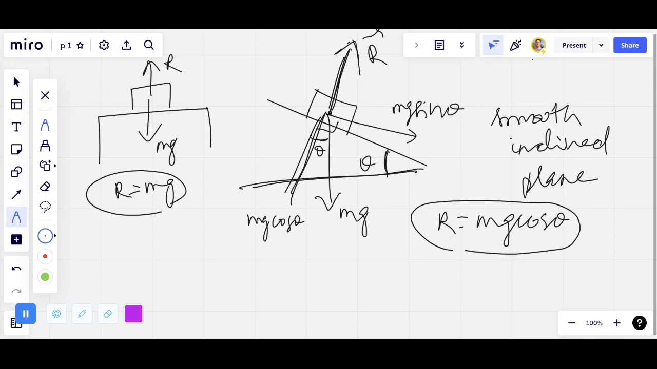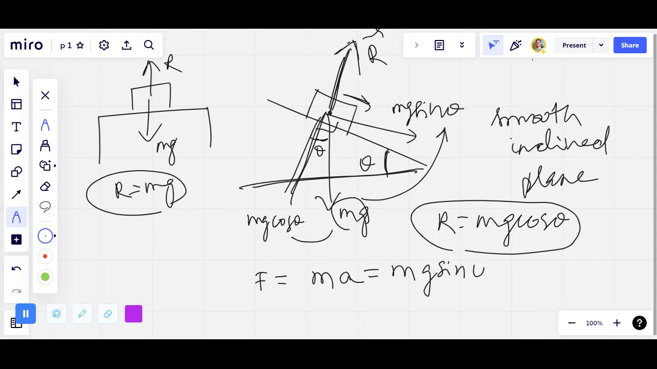And what are the other forces? Mg is already broken into two components, mg cos theta and mg sin theta. Now the block starts moving downward. So what is the net force on this block? Net force F net equal to ma, from Newton's second law, and ma is equal to mg sin theta. So cancelling m, a equal to g sin theta. So the book will move downward with an acceleration g sin theta.